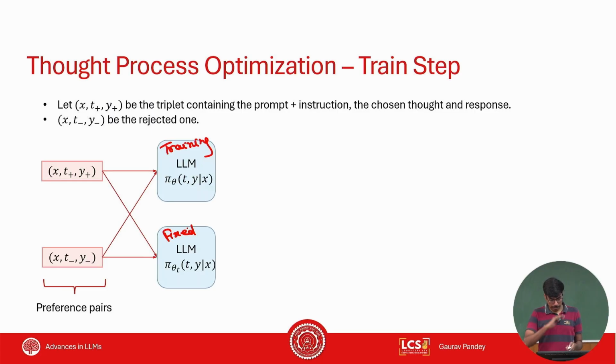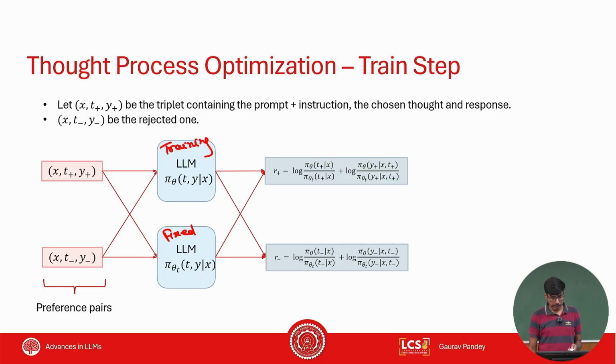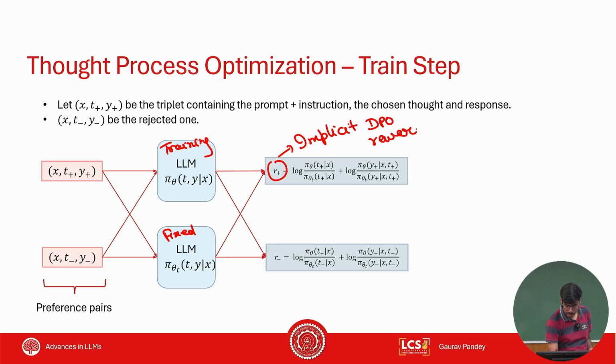You will take the LLM that is fixed, and you will compute a reward. This is called the implicit DPO reward. Implicit DPO reward is the log probability ratio between the model that you're training and the model from which the sample actually came, the model used for generating the sample. So this is the model that generated the sample, right?